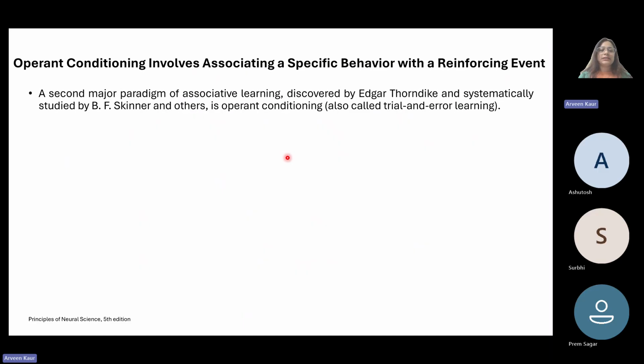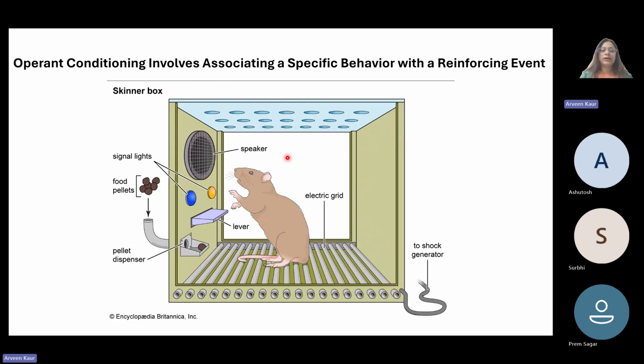And then again, there is operant conditioning, wherein there was reinforcement that was done, that a particular kind of behavior might lead to a particular kind of result, right?